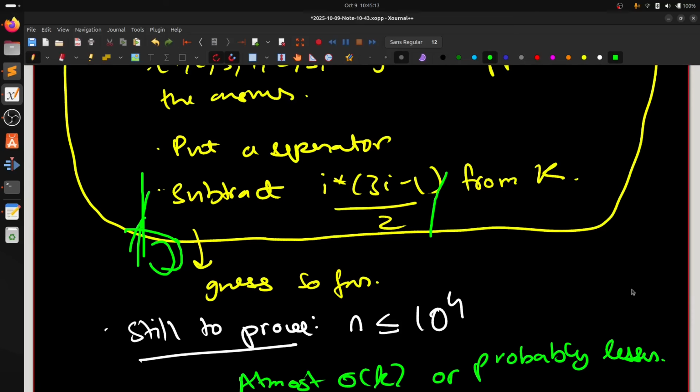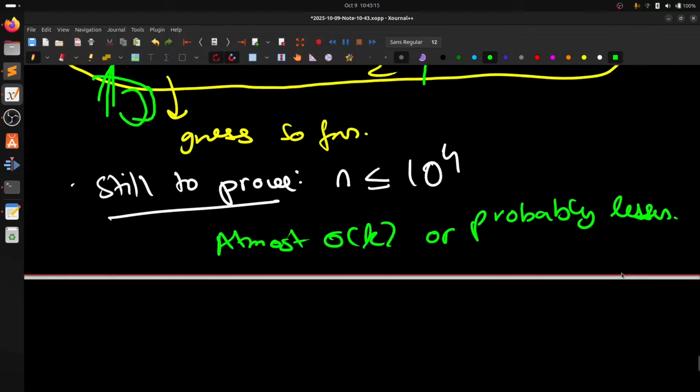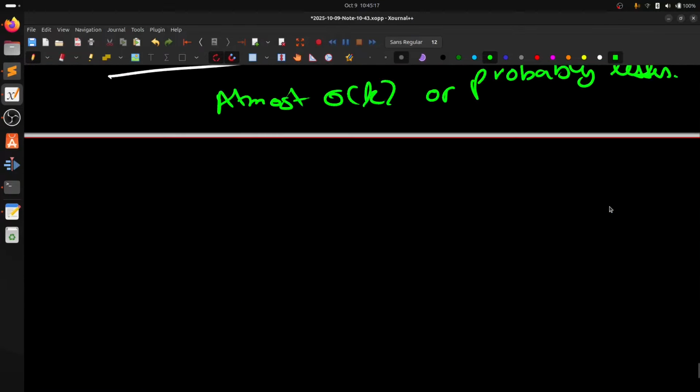Okay, so now we need to do the remaining part, which is that we need to prove that the total size of the array made here is less than or equal to 10 power 4, right?